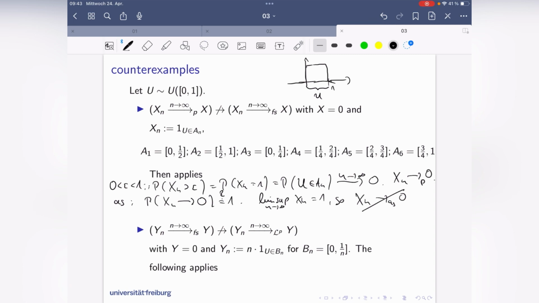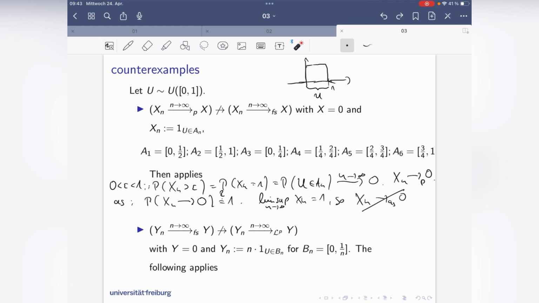Here I have intervals Bn, and they are different. So here B1 is the interval from 0 to 1. B2 is the interval from 0 to a half. B3 from 0 to a third. B4 from 0 to a fourth, and so on. So it becomes also smaller and smaller, but it's not true that these run through the whole interval. They're just here starting from 0.